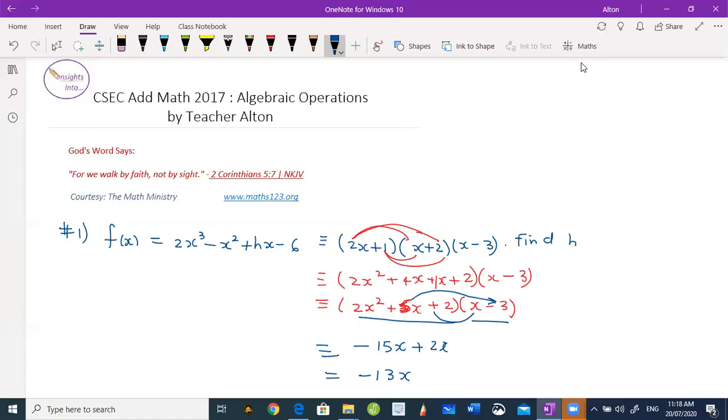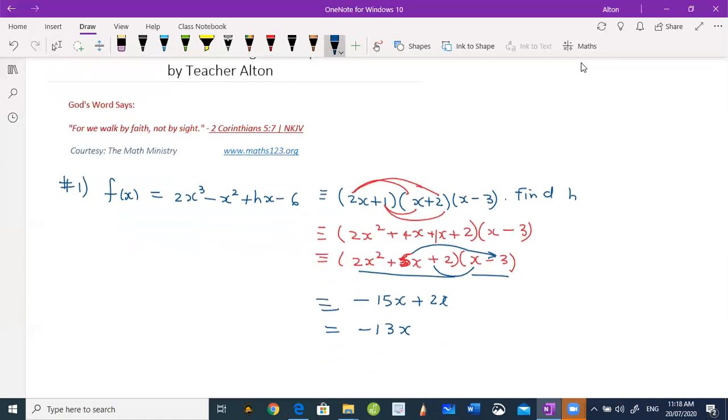Now, the term in x on the right-hand side, because it's an identity, when you factorize the expression, that is what you got. You will have h of x on the left-hand side being identically equal to minus 13x. So therefore, we can compare the corresponding coefficients here. So it means that h will be minus 13. So in question 1, our answer is A.